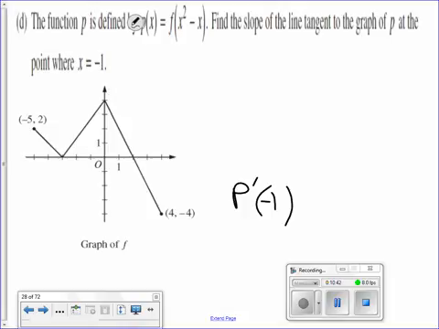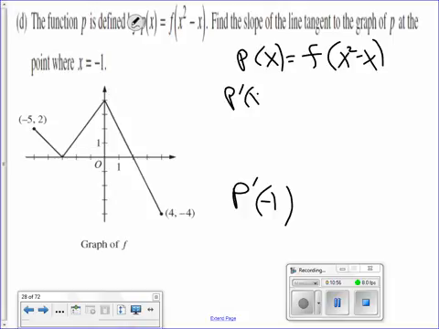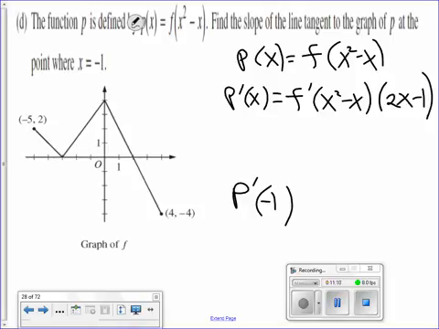So first, we have to get p prime of x. This must be something they like to do now. They've done that in 2 recent years. So we'll use the chain rule. So p prime of x, right? What should I write first? F prime, we leave the inside alone, so x squared minus x times 2x minus 1. Okay, so that's p prime of x.